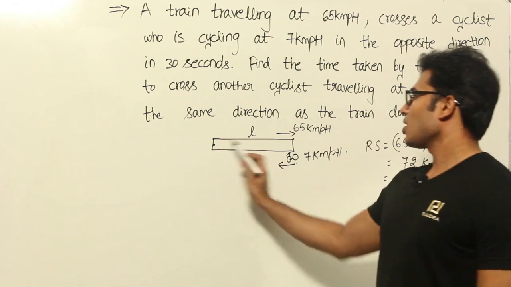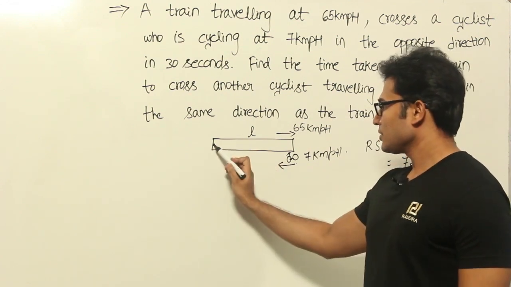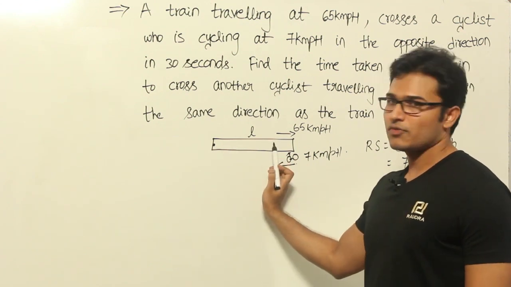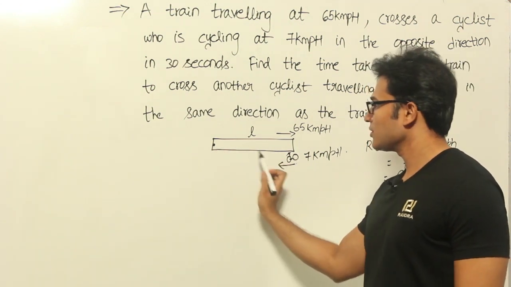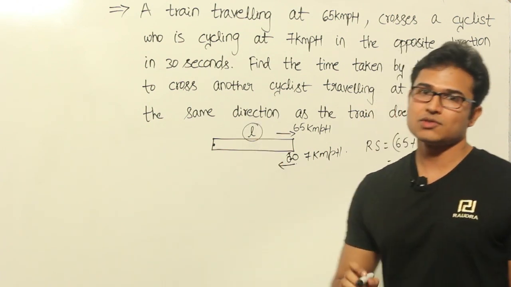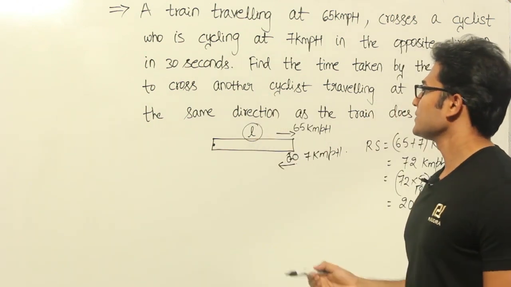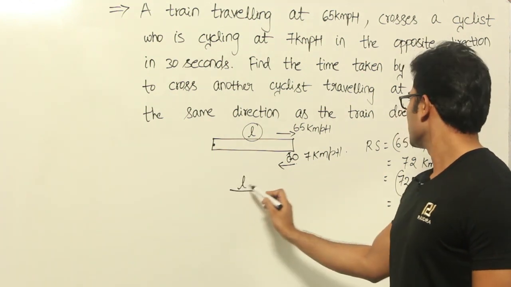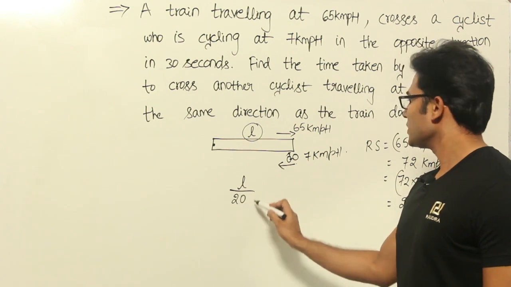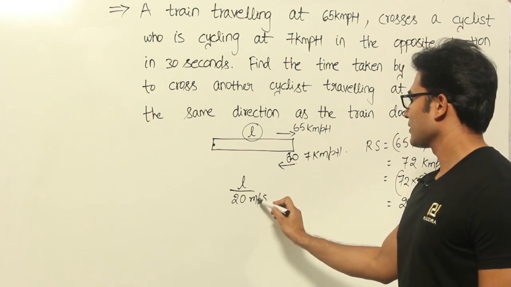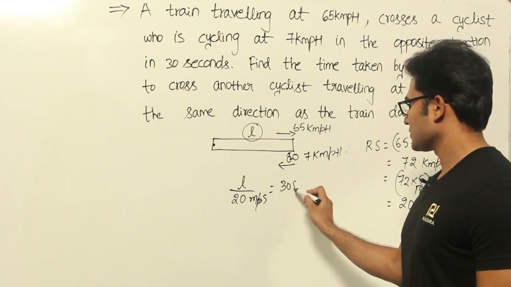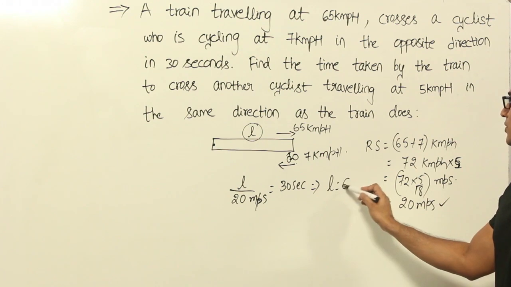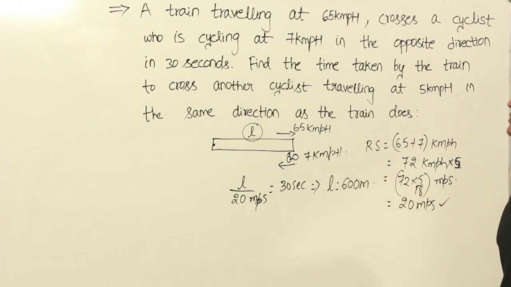Now if they are going to cross, then it means that this point is able to cross the cycle, which is by traveling a distance of L. So both the cycle and the train are combinedly going to travel a distance of L, and the time taken for it is 30 seconds. And you can write this as L divided by the relative speed, 20 meters per second, is equal to 30 seconds, right? So from this you can find out that the length of the train is equal to 600 meters.